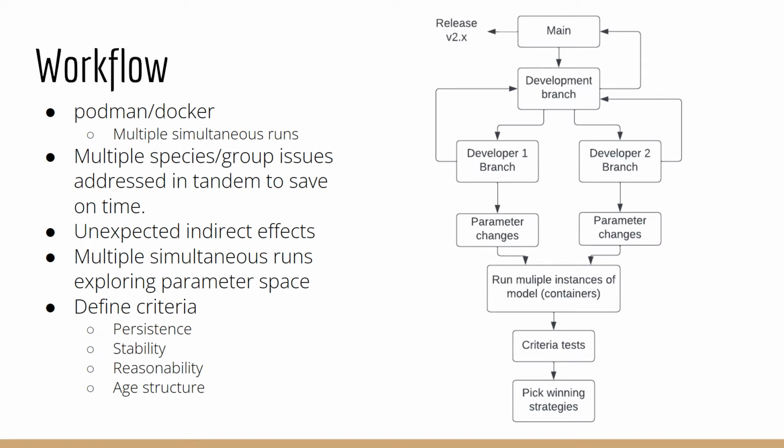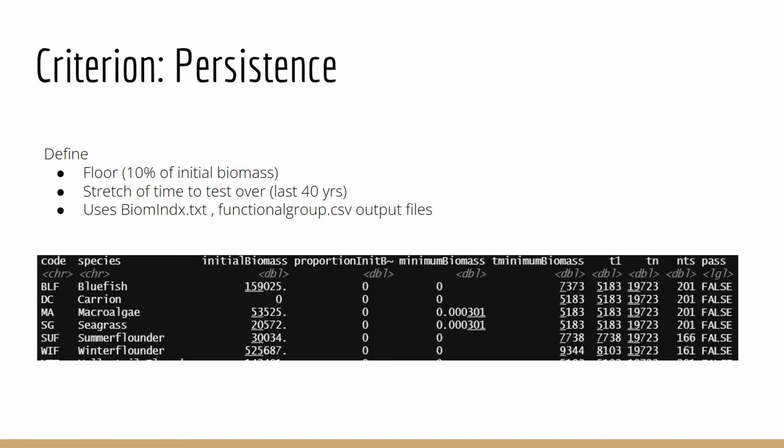So we currently have 4 criteria which we're trying to satisfy. We've called them persistence, stability, reasonability, and biomass at age structure. We're going to take a quick look at those now with some use cases. So let's go over persistence. We define this pretty much straight out of the Kaplan and Marshall paper. All species and groups must not go below 10% of the initial biomass within a set period of time. We use the last 40 years of the model run as our time interval.